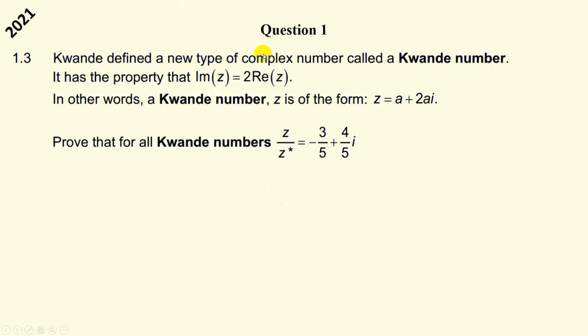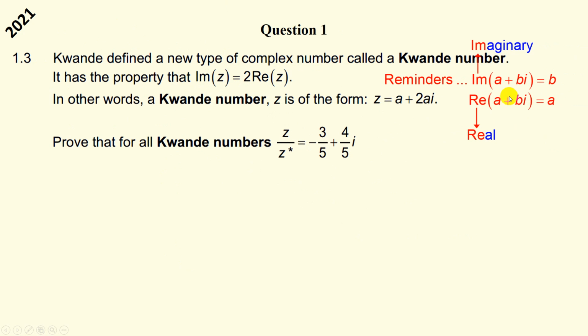1.3. Quantity defined a new type of complex number called the quantity number. It has the property that the imaginary part of z equals twice the real part of z. Just to remind you, in a plus bi, a is the real part and b is the imaginary part. In other words, a quantity number z is of the form z equals a plus 2ai. Have a look: there's the real part, and the imaginary part is twice the real part, 2a.